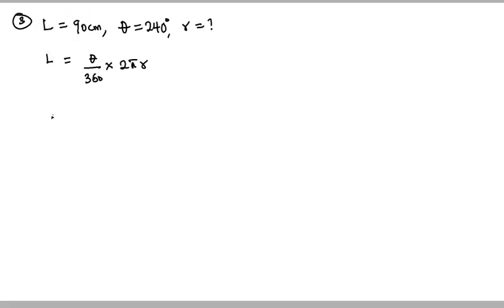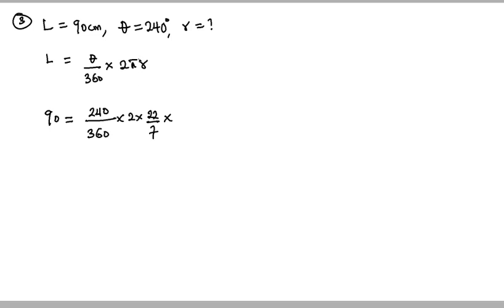So I'll write L is 90 equals to theta. What is theta here? Theta is given to us as 240, so I'll write theta as 240 over 360 times 2 times pi. You are not told what you take pi as, but pi is a famous constant, that is 22 over 7. So 22 over 7, and then times our r.